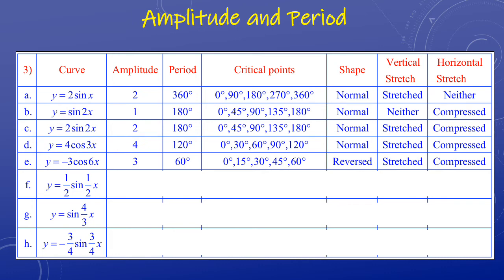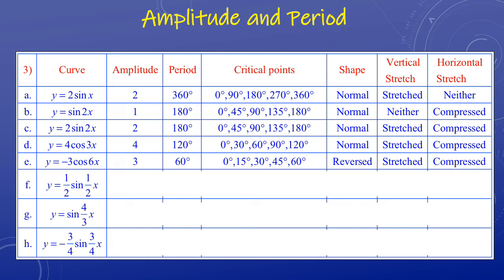In E, we have y is equal to negative 3 cosine of 6x. Our amplitude is the absolute value of negative 3, which is 3. Our period is 360 degrees divided by 6, which is 60 degrees, making our critical points 0, 15 degrees, 30, 45, and 60 degrees.